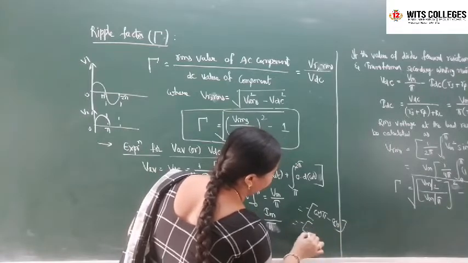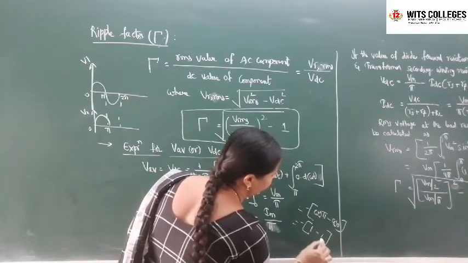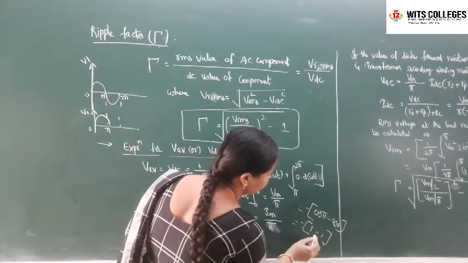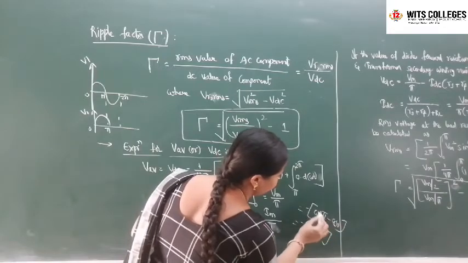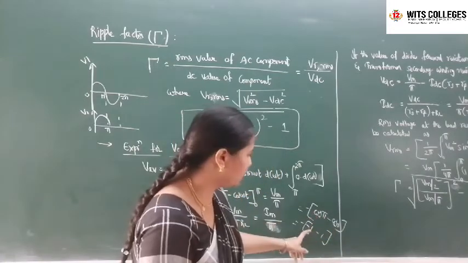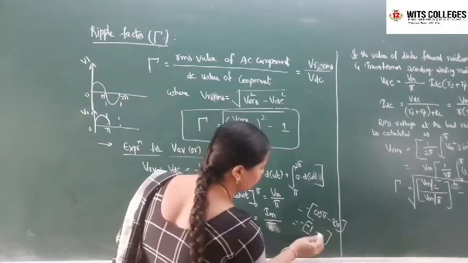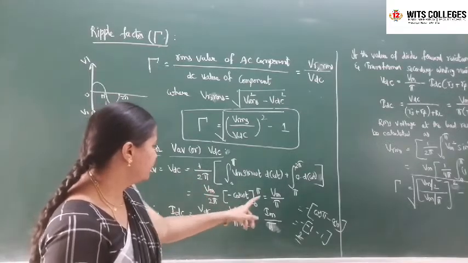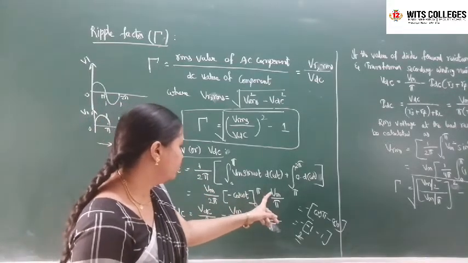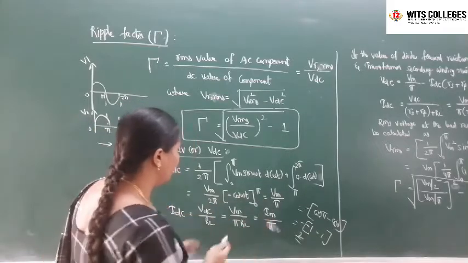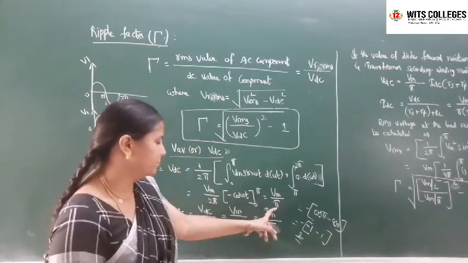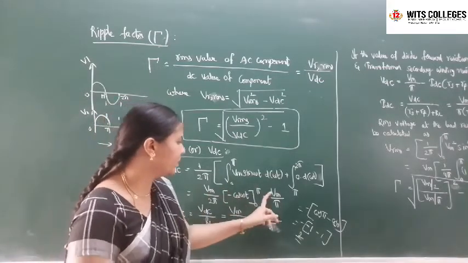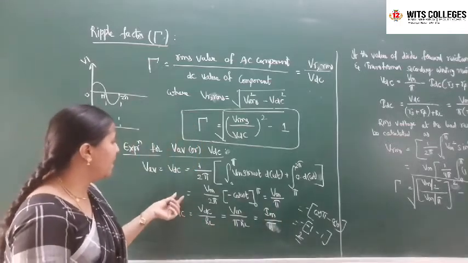Cos pi value is minus 1 and minus cos 0 value is also minus 1, so you will get minus 2 inside the bracket with the minus sign, giving 2. So Vm times 2 by 2 pi, the 2 cancels, and you will get Vm by pi. So this is the DC voltage.